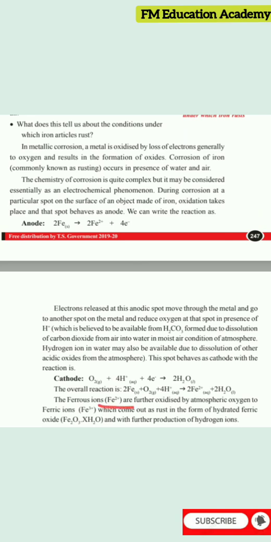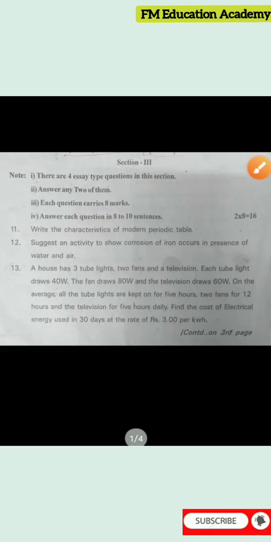The ferrous ions Fe2+ are further oxidized by atmospheric oxygen to ferric ions Fe3+. And then you can say that this is nothing but rust, Fe2O3 into xH2O. These are extra points which you can write if time permits. Okay, learn and keep. This is the 13th question, which is there from the chapter Electricity of Physics.